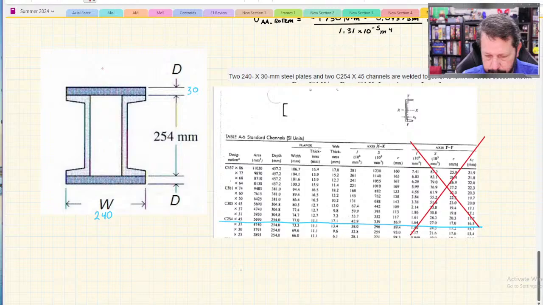So this is the column, and I want this number right here. The units on that are weird: 10 to the 6 millimeters to the fourth. So I've got 42.9 times 10 to the 6 millimeters to the fourth. That is the moment of inertia for any of those pieces about their own centroid.